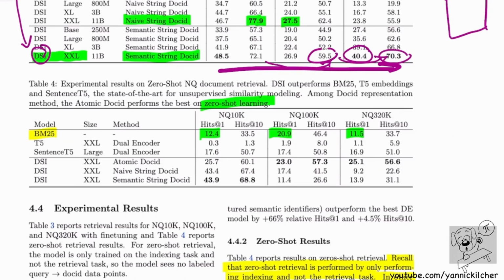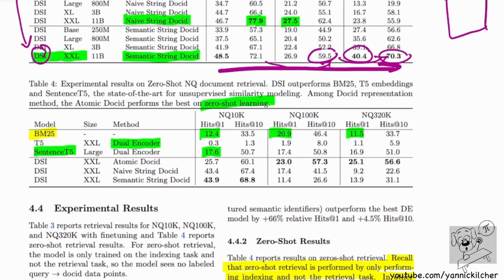Interestingly, the dual encoder in a zero shot fashion just sucks. It really sucks. The sentence T5, which is explicitly made for sentence similarity, is apparently okay. It apparently outperforms BM25. Also, I have trouble believing that, but if they say so.